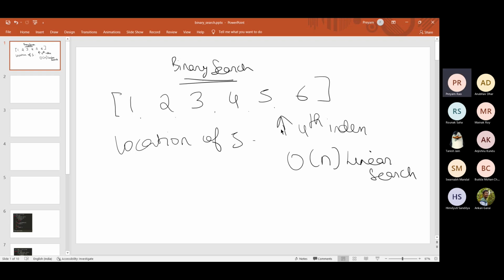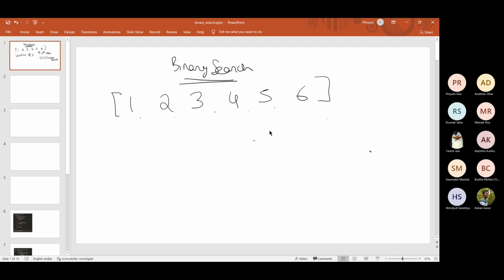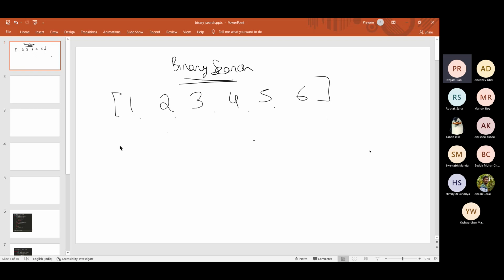But we can use a simple observation that the array is sorted, right? So if the array is sorted, then the whole concept of binary search is pretty simple. If we look at the middle, we'll divide the array into two parts, right? Then we look at the middle element.